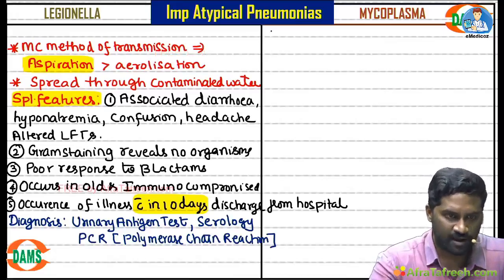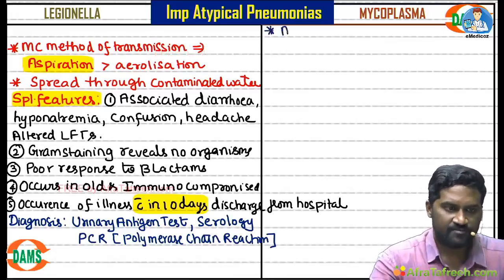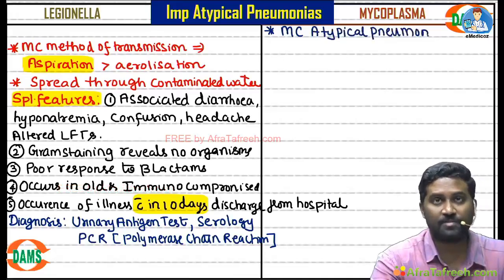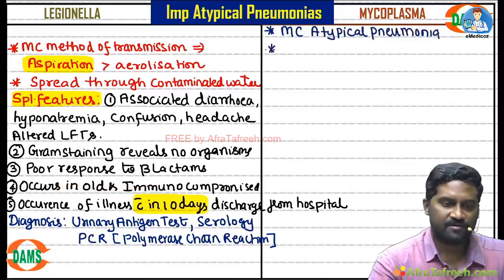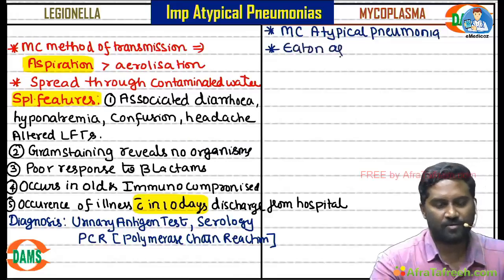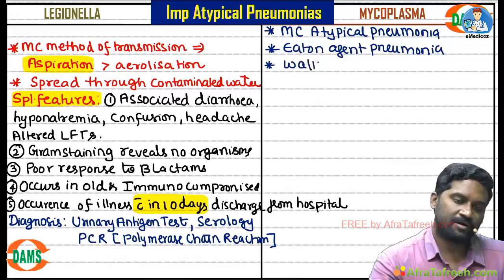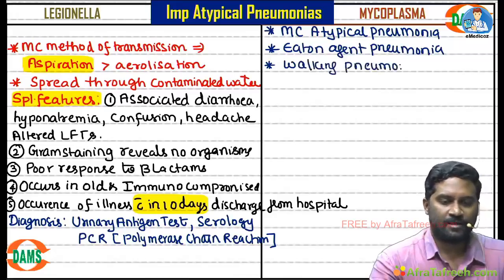Now coming to Mycoplasma. As we know, Mycoplasma is the most common atypical pneumonia. This is also called Eaton agent pneumonia, after the name of the scientist. This is also called walking pneumonia. Now what is this walking pneumonia?